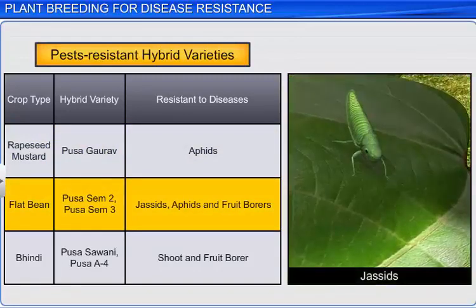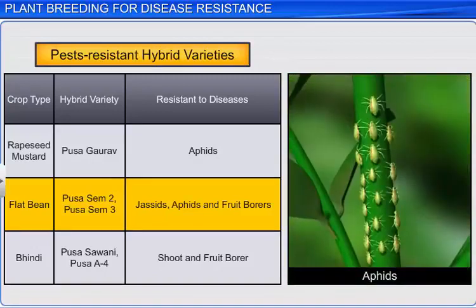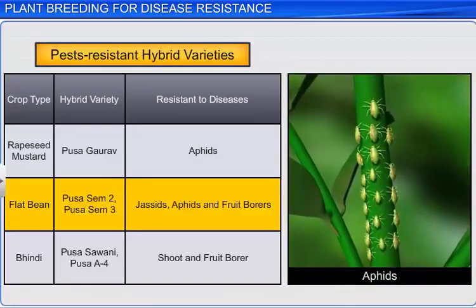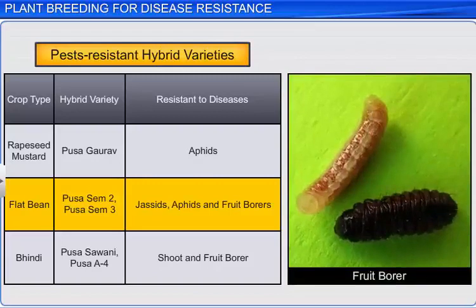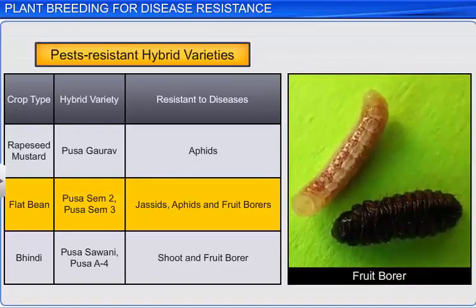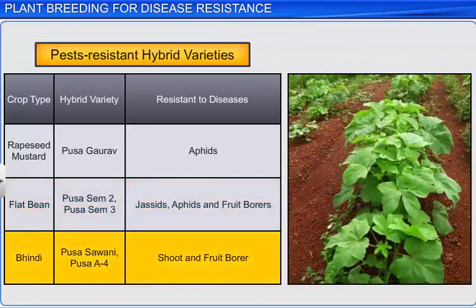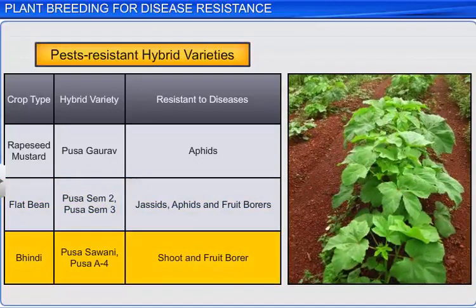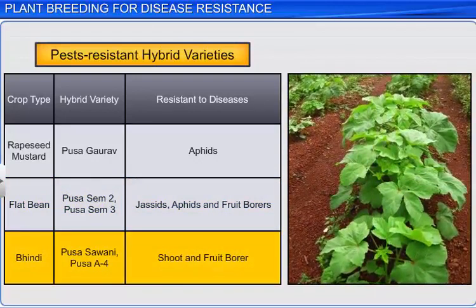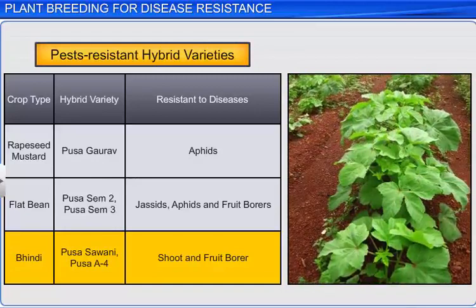aphids, and fruit borers. And hybrid varieties of bhindi, Pusa Savani, and Pusa A4 are resistant to shoot and fruit borers.